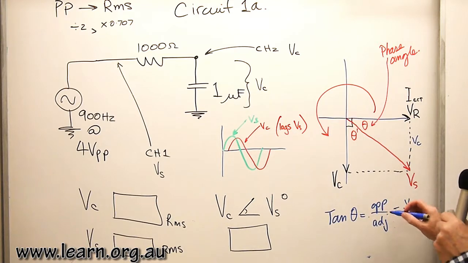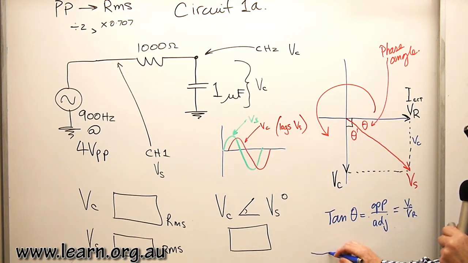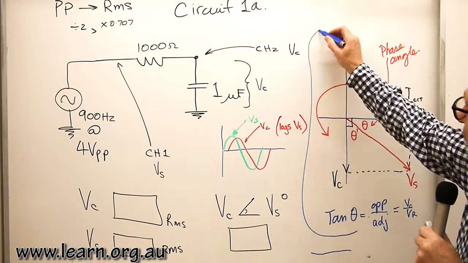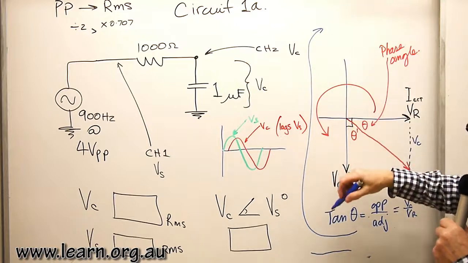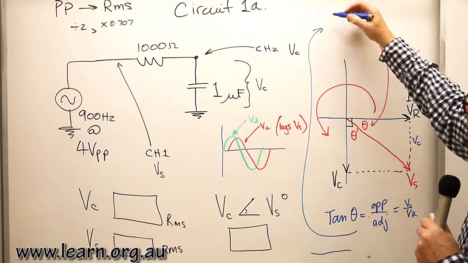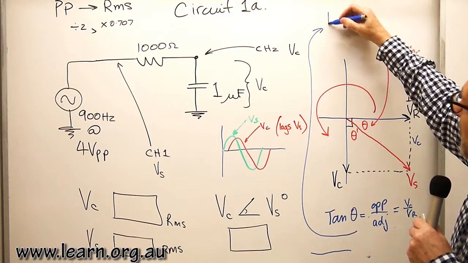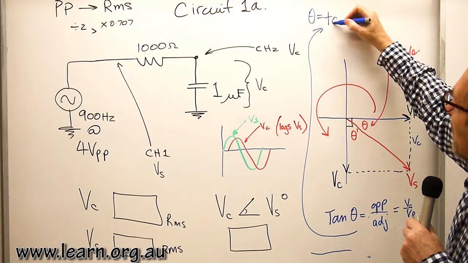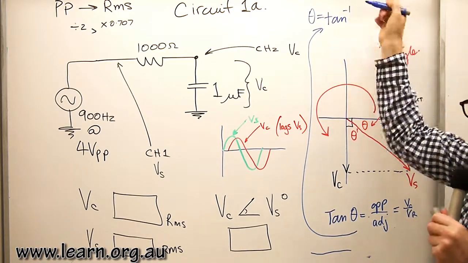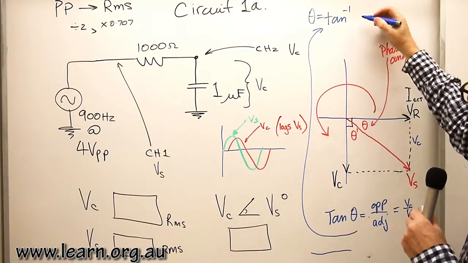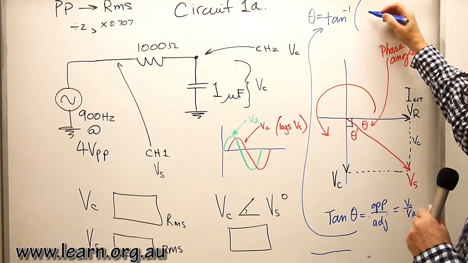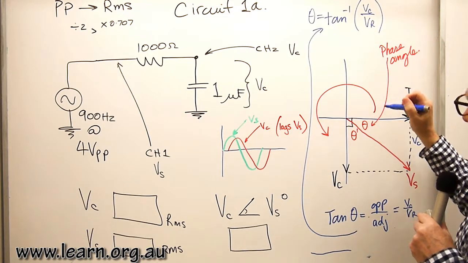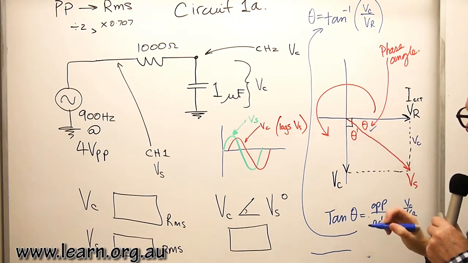I'm going to run out of video space there, so I might just swing up to the top of the board. To rearrange that equation, we'd have theta equals tan to the minus 1, that is the inverse tan function, times VC on VR. And that's going to give me this angle here.